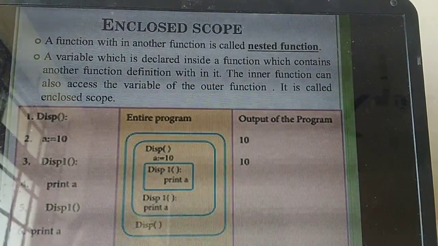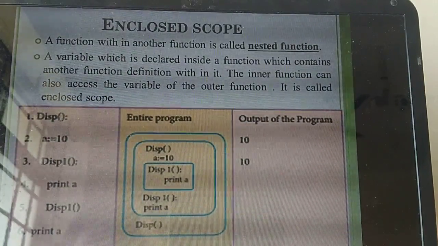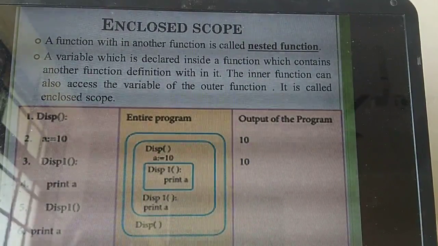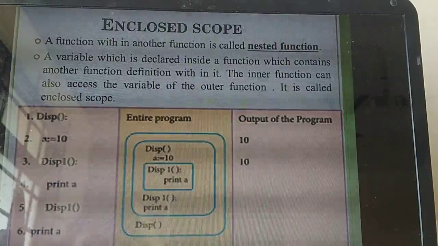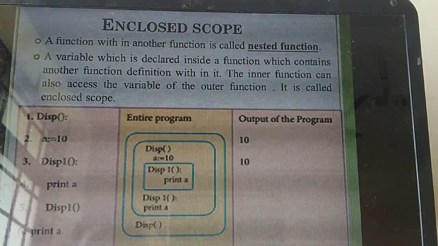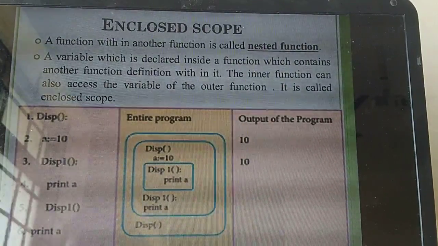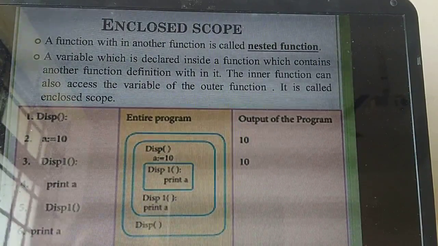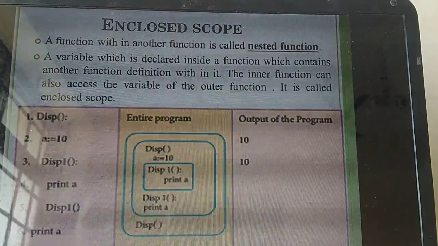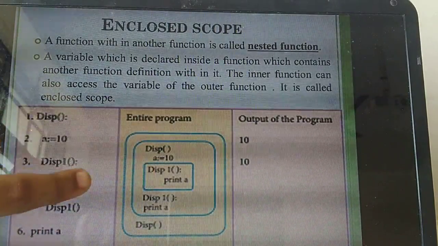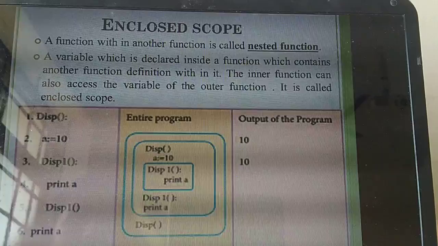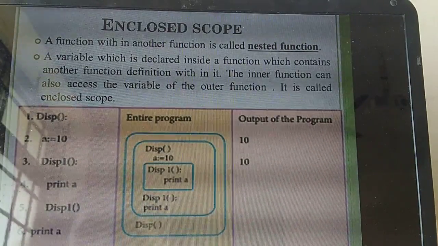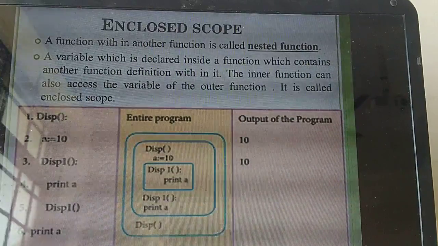What do you mean by enclosed? Already I said: function within another function. That means a function defined inside another function is called a nested function. So very important, one more question. A function which is defined in another function is called which function? Nested function. Okay. So the variable declared inside a function which contains a function, you can access inside the function and also outside the function.